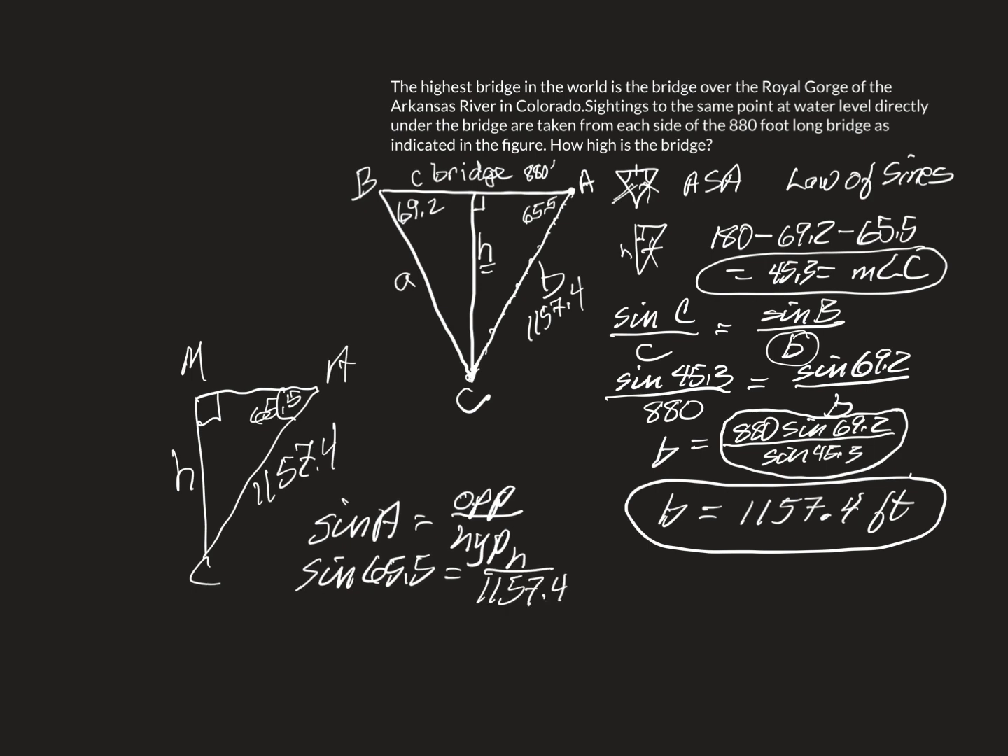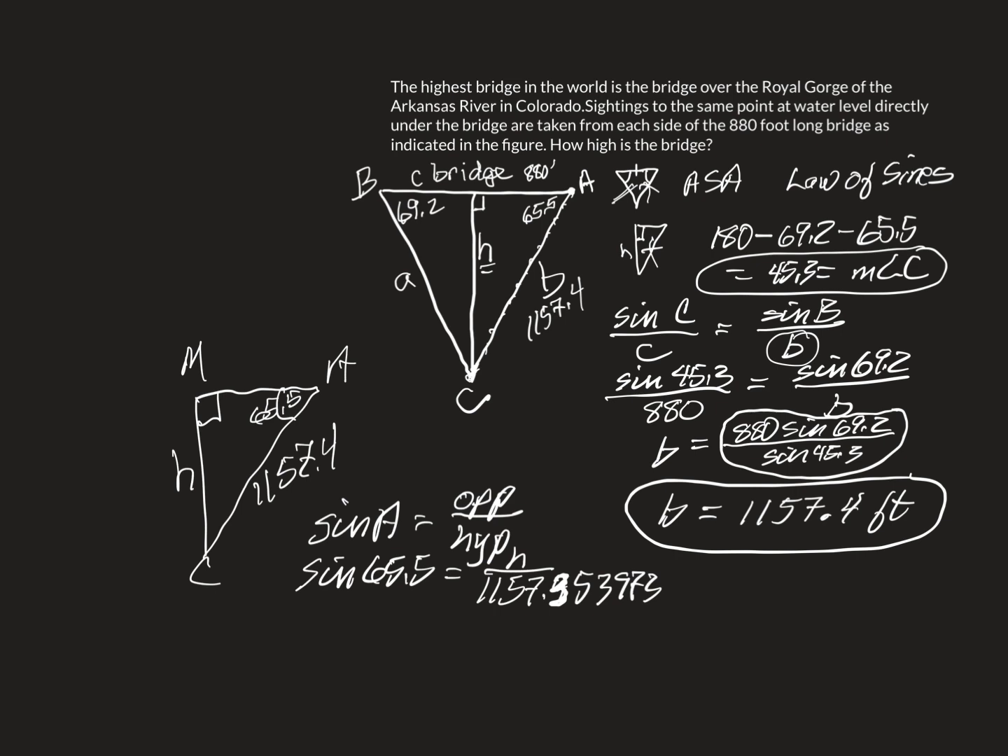1157.4. Now, if you want to be more accurate in your answer, this is not a final answer. So I could put the decimal places here, 0.353973, like that. And what that'll do is that'll eliminate some of my round off error, okay? And that's actually a very helpful thing to do.